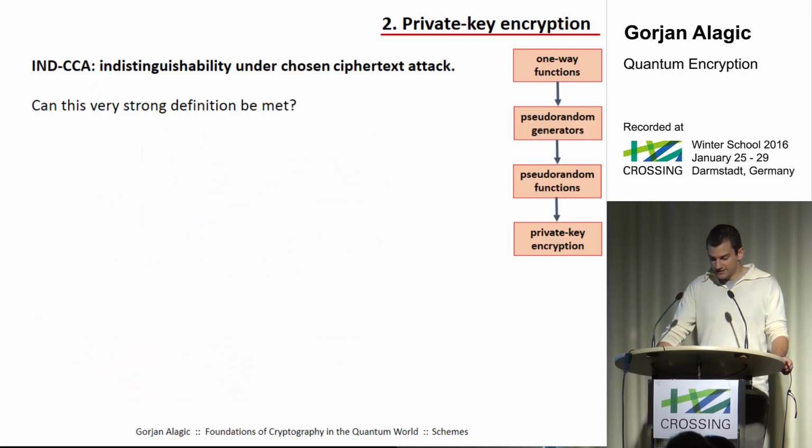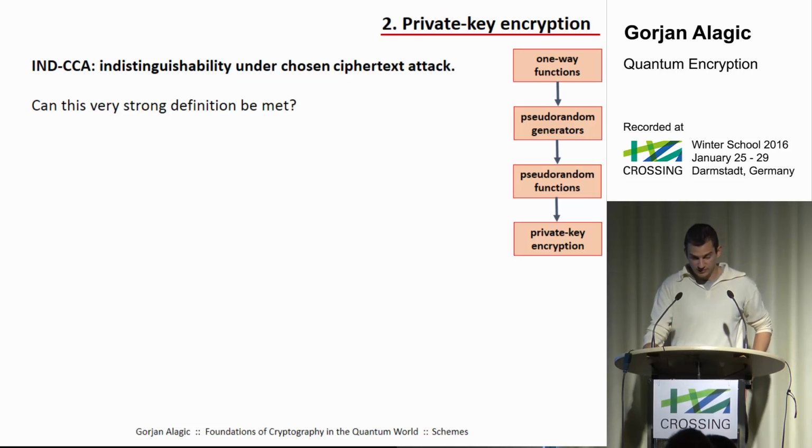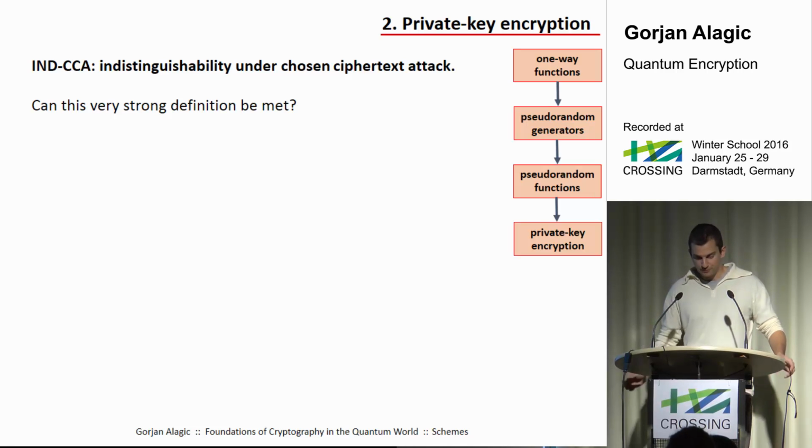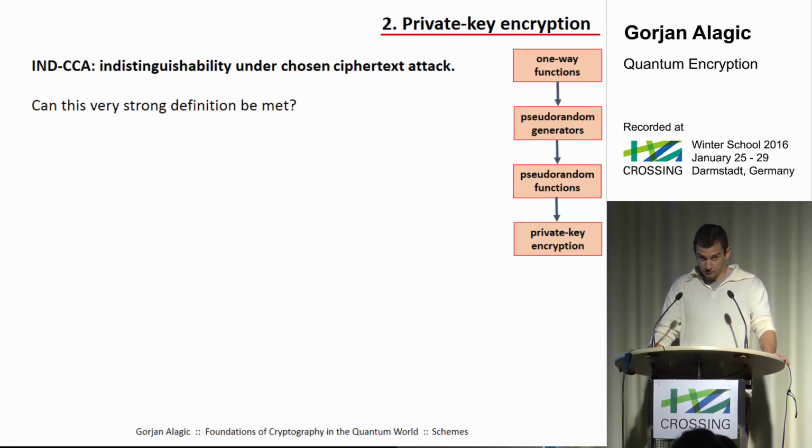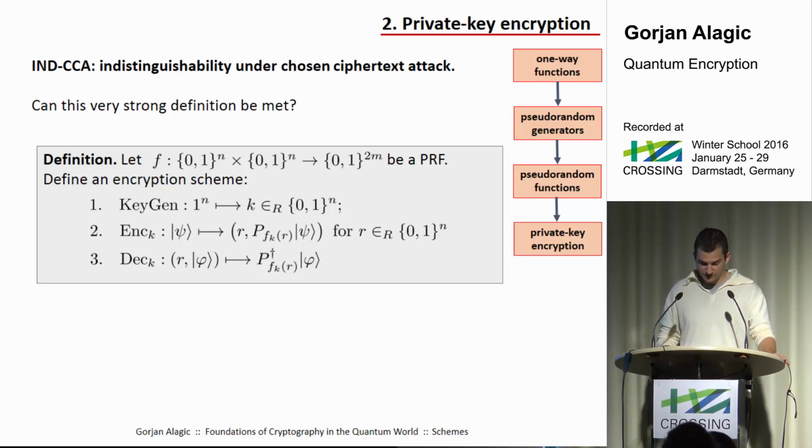Okay, so then you might ask, this sounds like an extremely strong definition. We've given quite a bit of power to the adversary. Can this definition actually be met? And it turns out that it can. And this is basically the last step in this sequence, going from one-way functions through pseudo-randomness to encryption.